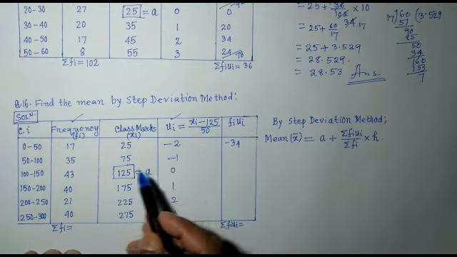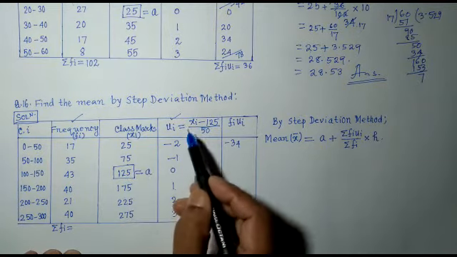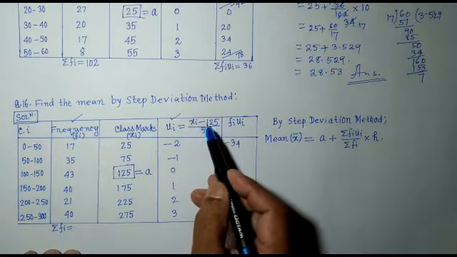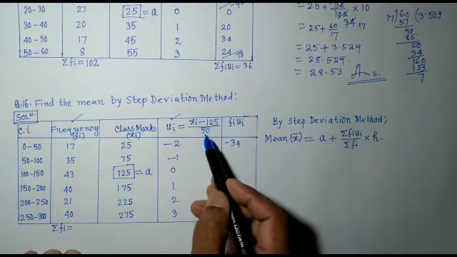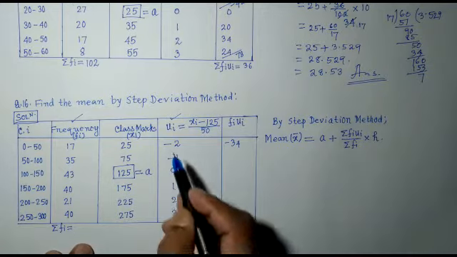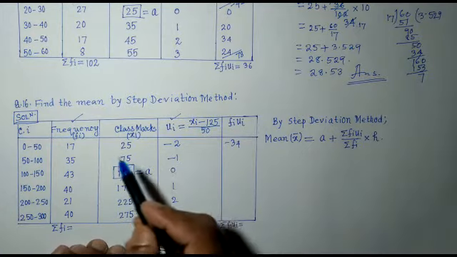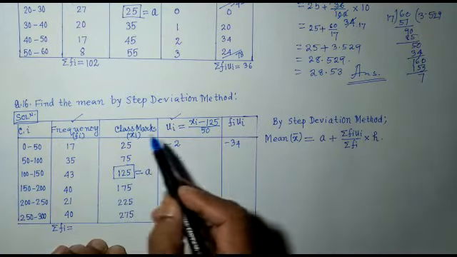And next, the third line, Xi value is 125. So here put 125. 125 minus 125 is 0. 0 by 50 is 0. So in this way, we can calculate the value of Ui for the other lines also. 1, 2, 3 will come. And the next work is to multiply Fi by Ui.